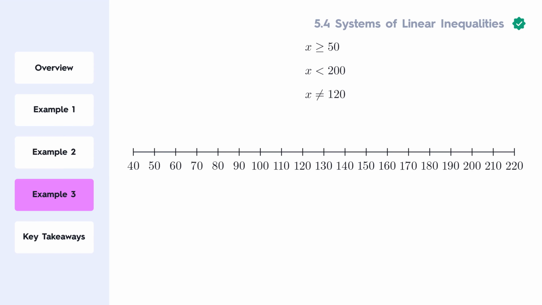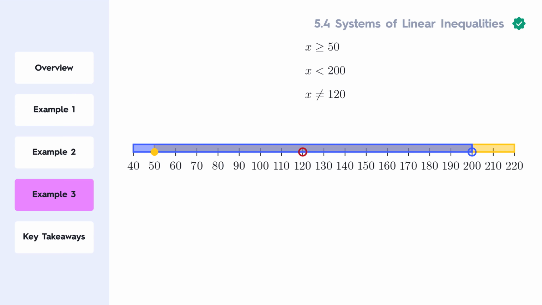Now, let's interpret each condition individually on a number line. x greater than or equal to 50. We represent this by placing a closed circle at 50, including 50 in our solution, and shading to the right. x less than 200. For this condition, we place an open circle at 200, excluding it from our solution, and shade to the left. x not equal to 120. Finally, we represent this by placing an open circle at 120 to show that it's excluded from our solution set.